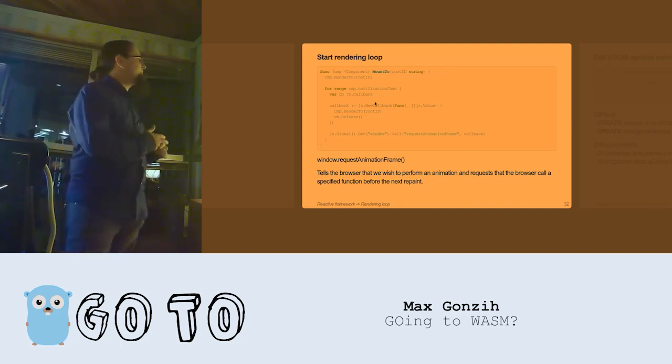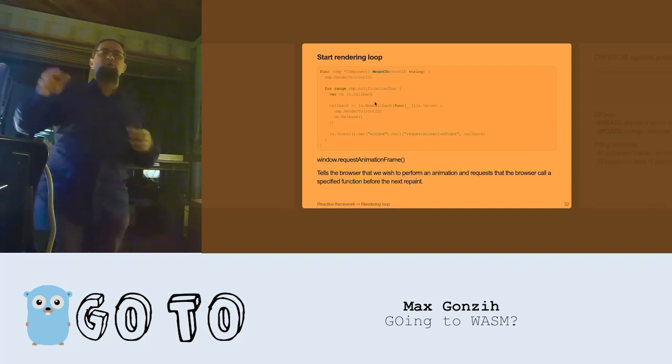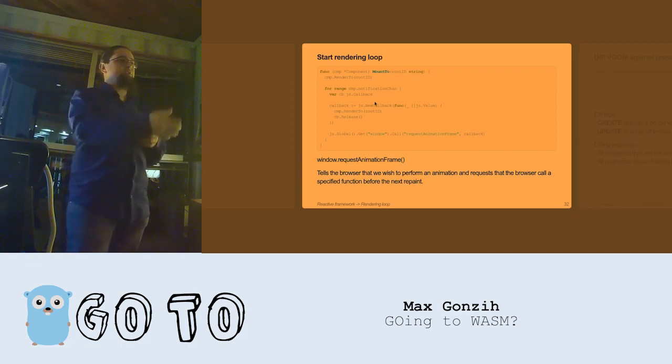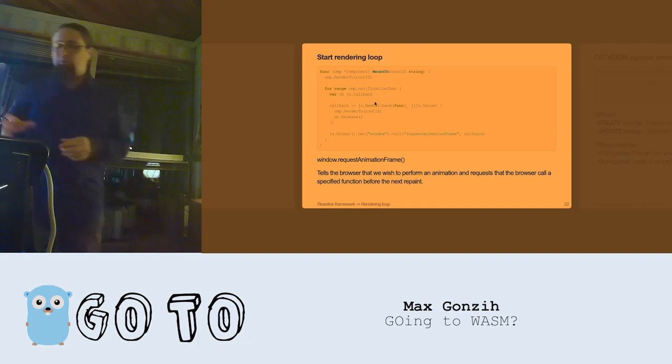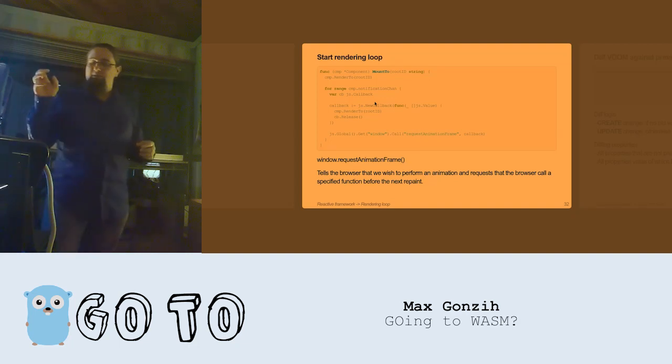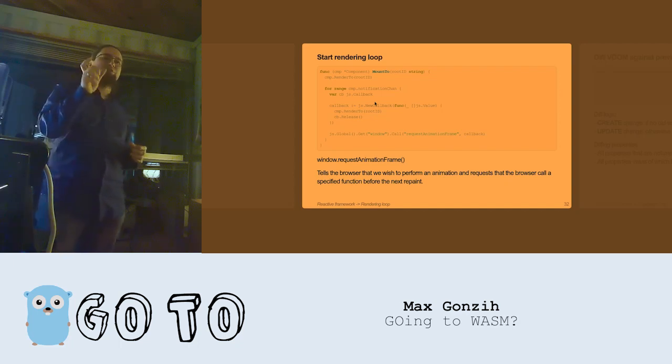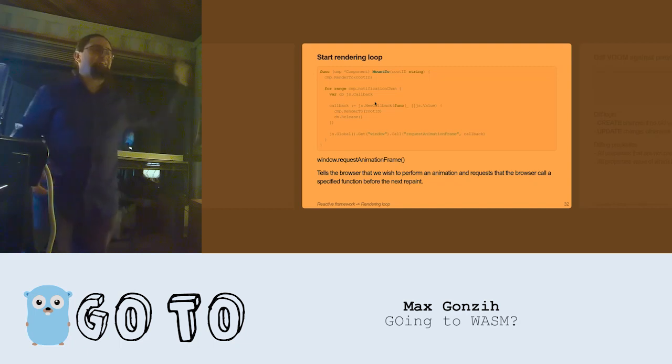So request animation frame allows us essentially to tell the browser we want to do some sort of animation calculation or some sort of manipulation with the DOM before the next repaint actually happens in the browser. If we would like to do it more efficiently, request animation frame actually tells us the number of milliseconds that we have to execute our logic, but we're just going to ignore it. Just don't care. Whatever.